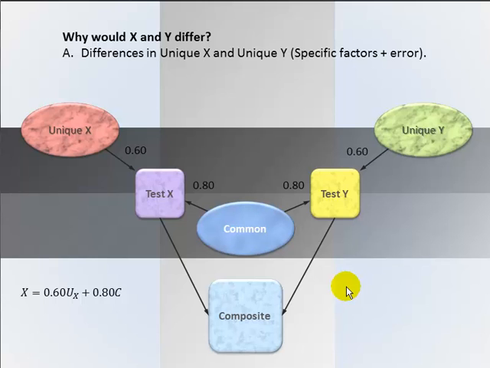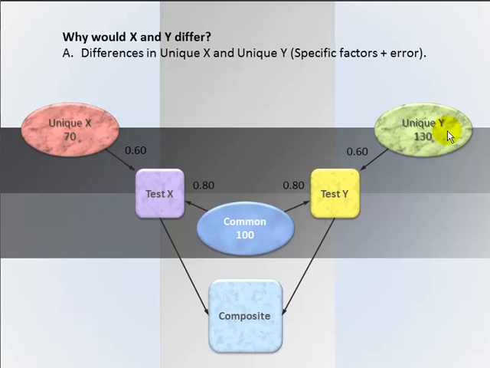I'm going to use standard scores or index scores, a mean of 100 and a standard deviation of 15. So suppose the common ability equals 100, and the two unique components are 70 and 130. That is, the unique component of X is 2 standard deviations below the mean, and the unique component of Y is 130, 2 standard deviations above the mean. It doesn't happen very often that you get this combination.